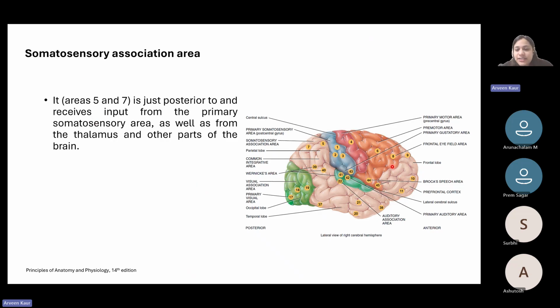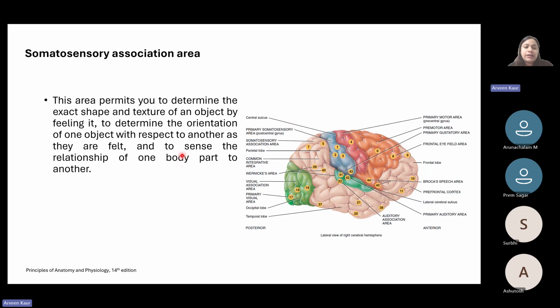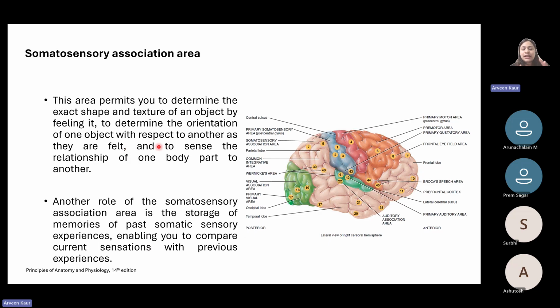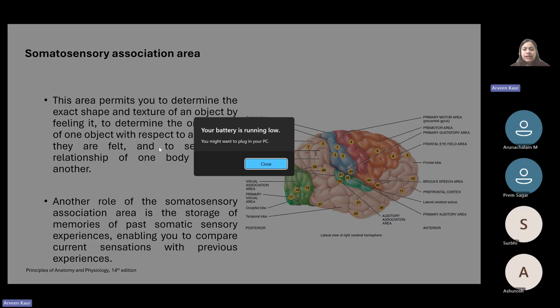In areas 5 and 7, for instance, if you see, these are the somatosensory association areas. It is just posterior to and receives input from the primary somatosensory area over here, as well as from the thalamus and other parts of the brain also. It will receive inputs, right? This area permits you to determine the exact shape and texture of an object by feeling it, to determine the orientation of one object with respect to another as they are felt, and to sense the relationship of one body part to another, right? Those kinds of complex derivations are carried out in the somatosensory association area.